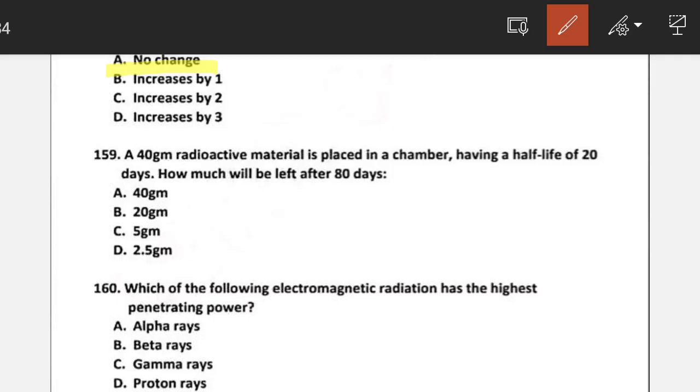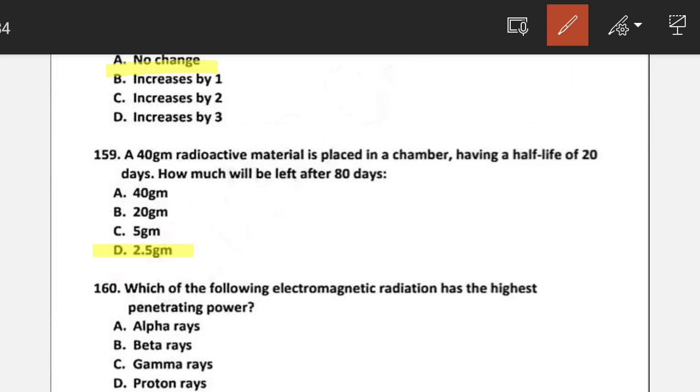Question number 159 is: a 40-gram radioactive material is placed in a chamber having a half-life of 20 days. How much will be left after 80 days? We have to first count the half-lives of that radioactive material. When we divide 80 by 20, it will be 4. So we have to halve the given amount. Half of 40 gram will be 20, half of 20 will be 10, half of 10 will be 5, and half of 5 will be 2.5 gram.